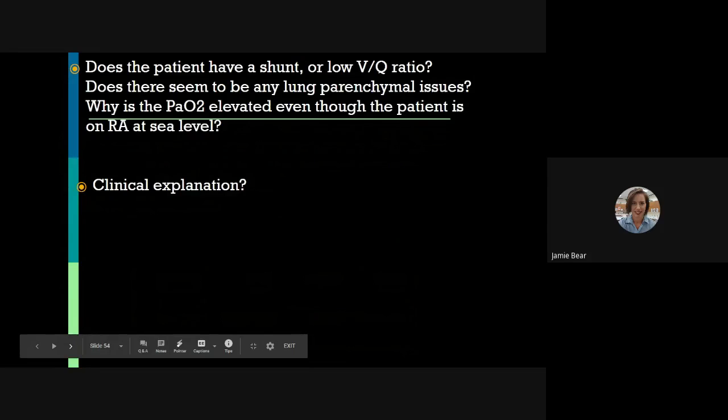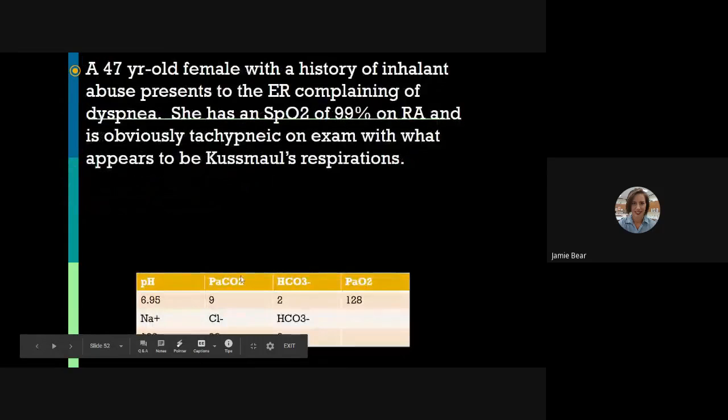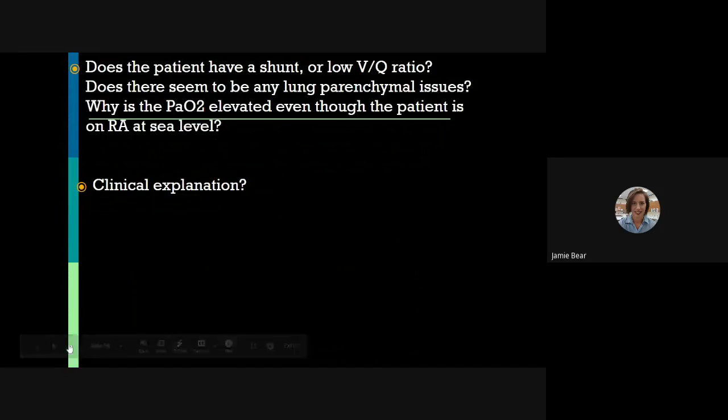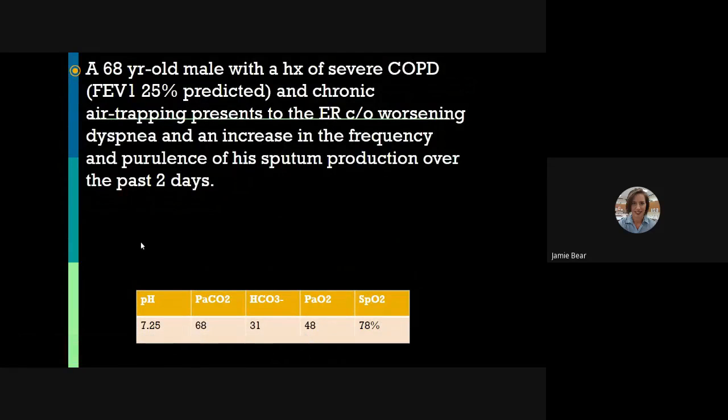So the clinical explanation for why her PaO2 is so high is that you can tell she's extremely hyperventilating. And you can tell that because of her PaCO2 level at 9. So I wouldn't say that she has any shunting or abnormal VQ ratio or lung parenchymal issues. It's just related to ventilation. She's hyperventilating. Let's go on to our next one.